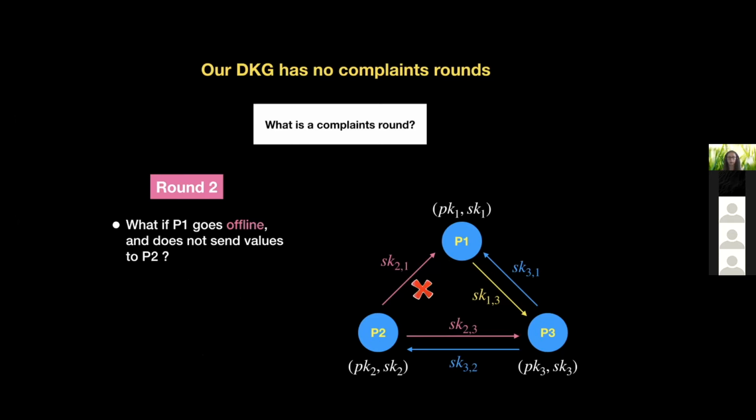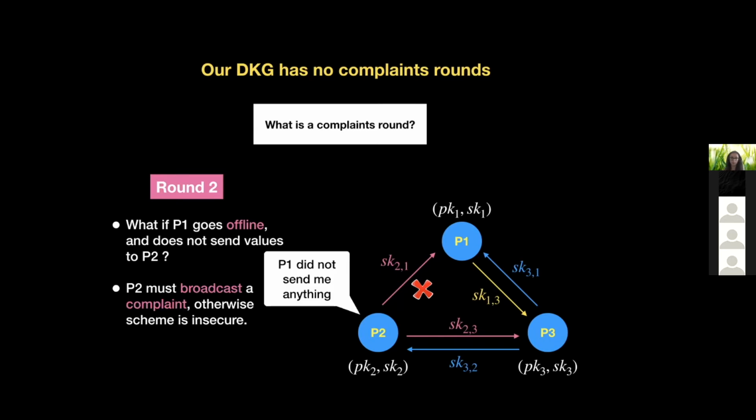And then parties have to monitor to check that they have actually received the values they were supposed to receive from other parties. So if the first party goes offline and doesn't send anything at all to the second party, then it is up to the second party to do something about this. Namely, they have to complain. They have to broadcast to all of the other participants that they did not receive anything from the first party.